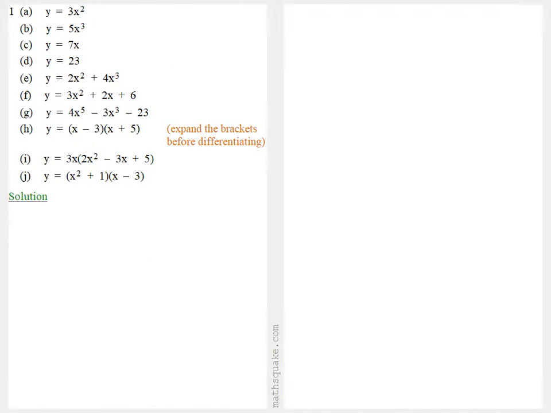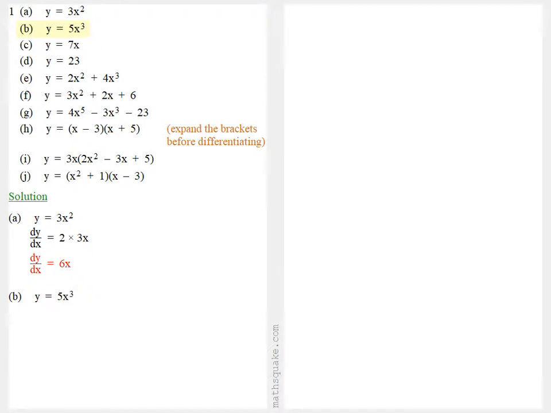Okay, let's see how they're done. Well, in question 1a, you're given y equals 3x squared. Now the power 2 is multiplied at the front and reduced by 1 as a power. So dy by dx is 2 times 3x to the power 1, which is dy by dx equals 6x.